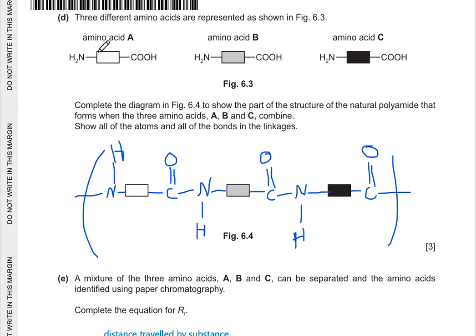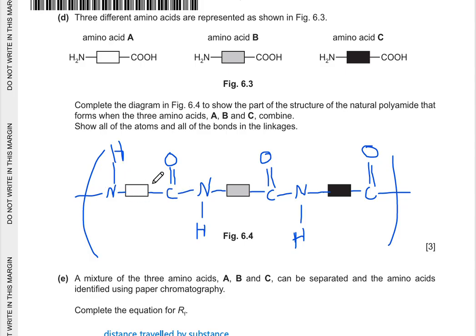Three different amino acids are shown here in figure 6.3. Complete the diagram in figure 6.4 to show the part of the structure of the natural polyamide that forms when three amino acids A, B, and C combine. Show all of the atoms and all of the bonds in the linkages.